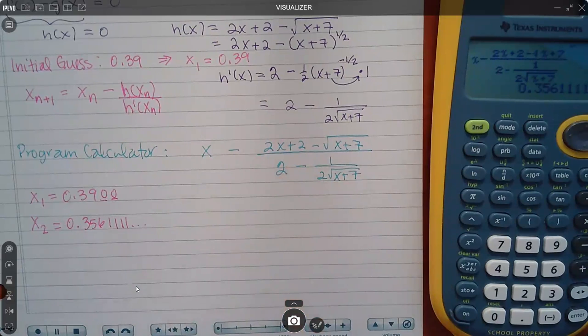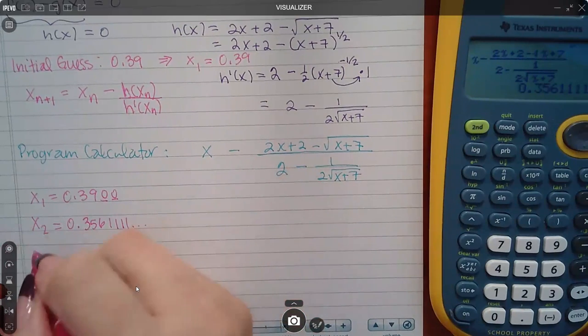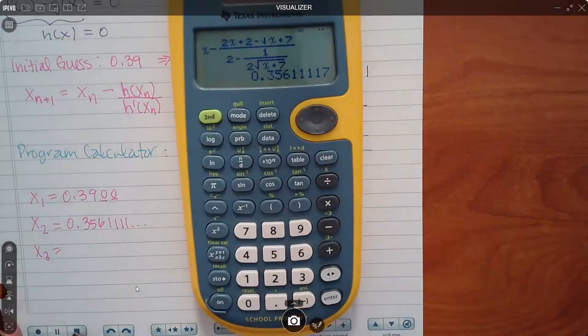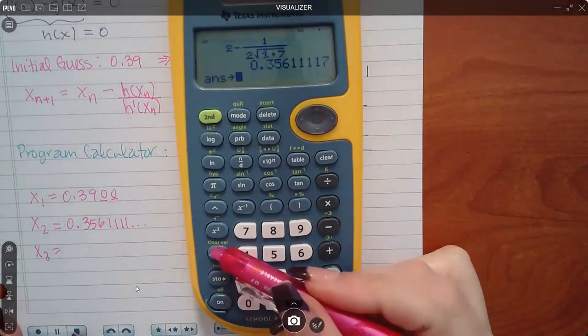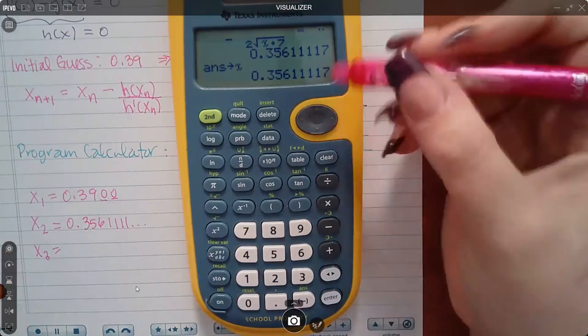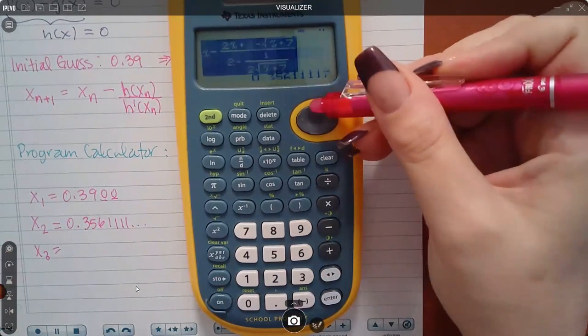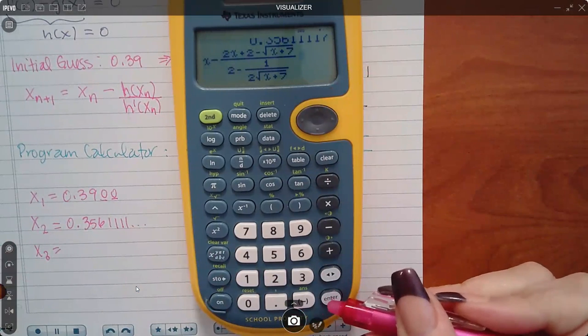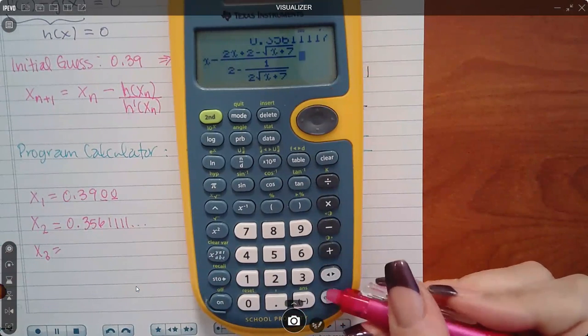So we have to do it again, okay? The nice thing is that you have this number right there in your calculator, so all you have to do is hit store X and hit enter. And now X is that weird number, okay? Then you go up here and find that ugly expression again and just copy it and hit enter, and it's gonna plug in your second guess.